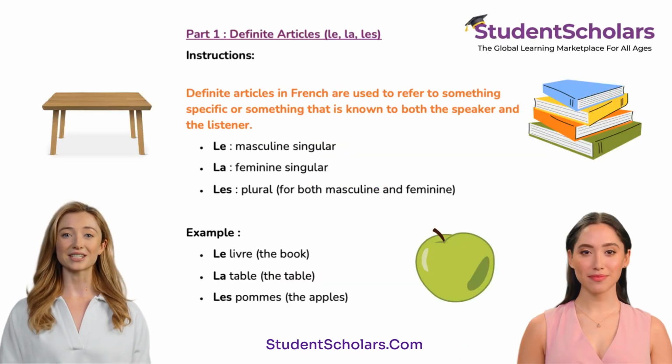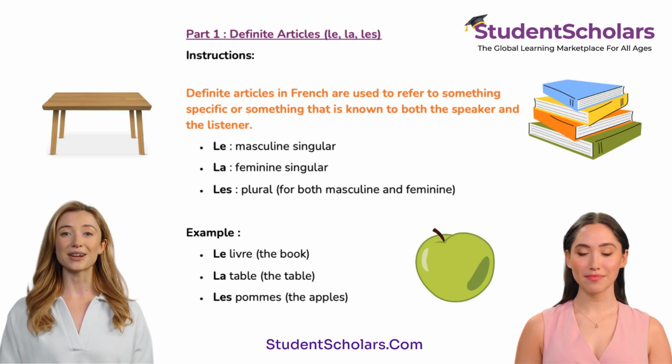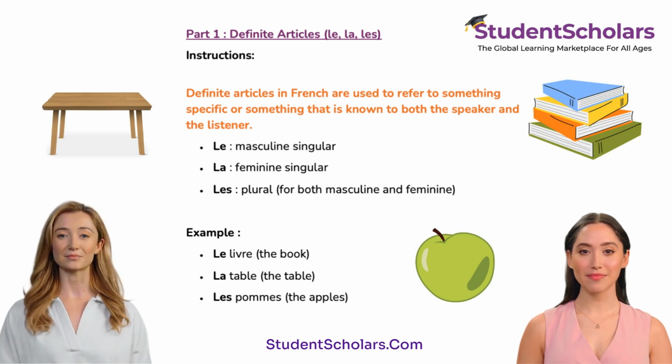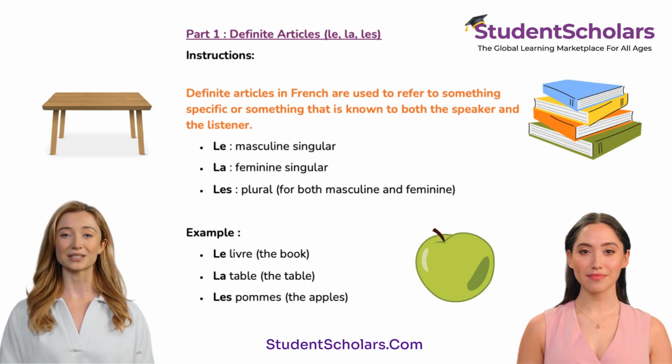Definite articles in French are used to refer to something specific or something that is known to both the speaker and the listener. Le, masculine singular. La, feminine singular. Les, plural for both masculine and feminine.